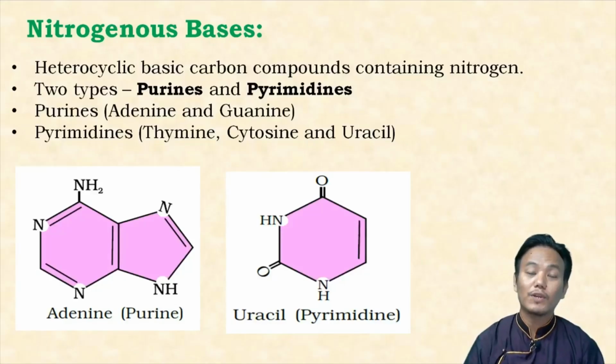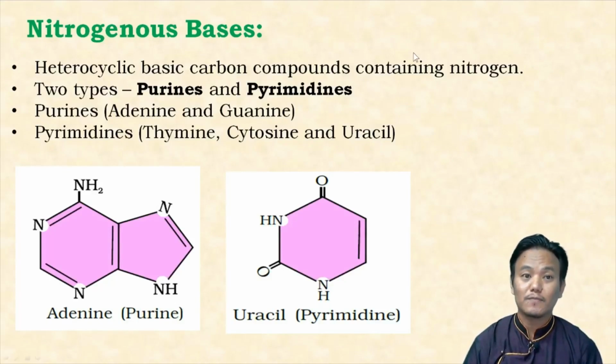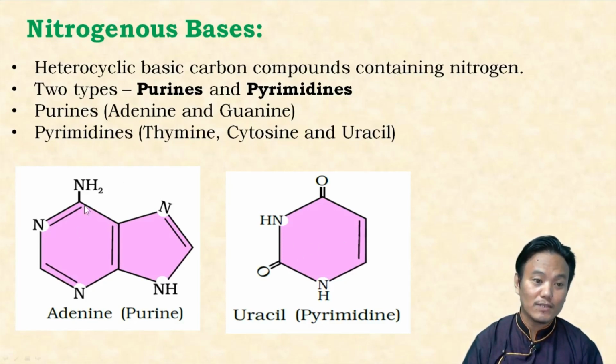So the first component of nucleotides is nitrogenous bases. What are nitrogenous bases? Nitrogenous bases are heterocyclic basic carbon compounds containing nitrogen in them. They are called nitrogenous bases because they have basic property. They are biomolecules, which means they are made up of carbon, hydrogen, oxygen, but along with that, they are also made up of nitrogen atoms. If you look at these two diagrams, you can clearly see that along with carbon and hydrogen, they have also got nitrogen atoms in them.